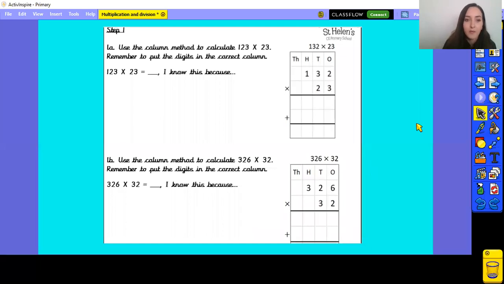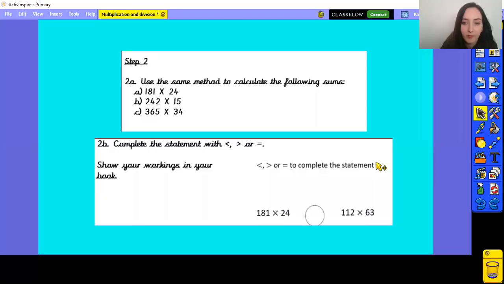Okay, so now that we've looked at the step 1 input, I'd like you to pause this video and complete step 1 of the worksheet in your maths book. So there's 2 questions here which both involve column method for you to complete. Okay, and here is step 2 of the worksheet. So remember when we do column method for these questions to put the largest number on top of the multiplication. So pause the video and have a go at step 2 of the worksheet in your maths book.